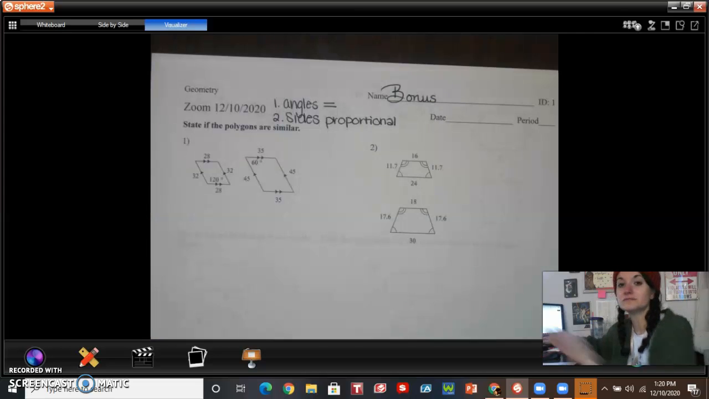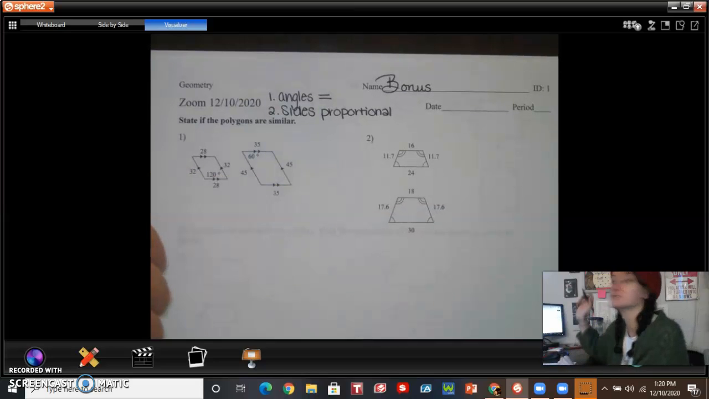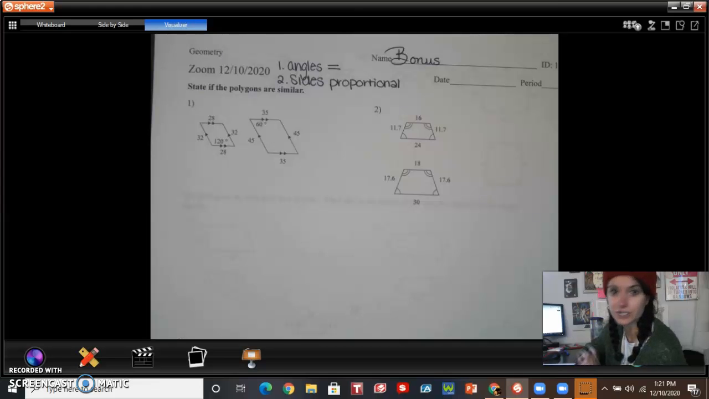Now remember, this is the PDF you will look at and solve on a sheet of paper and then put your answer, okay? So, state if the polygons are similar. This is the first 10 questions. So the first thing we need to do is look for equal angles.